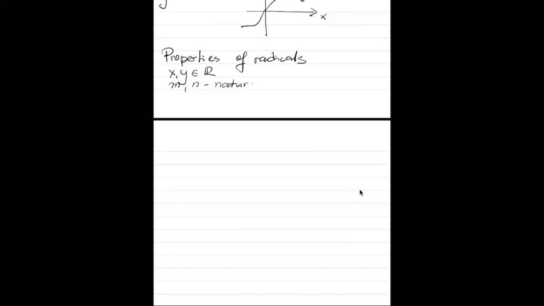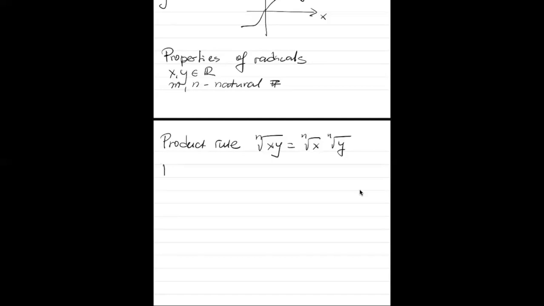Now, properties of radicals. X and y are real numbers. They belong to the real number system. M and n are natural numbers, meaning 1, 2, 3, 4. So we have a product rule that says nth root, meaning square root, cube root, and so on, of xy is nth root of x times nth root of y.